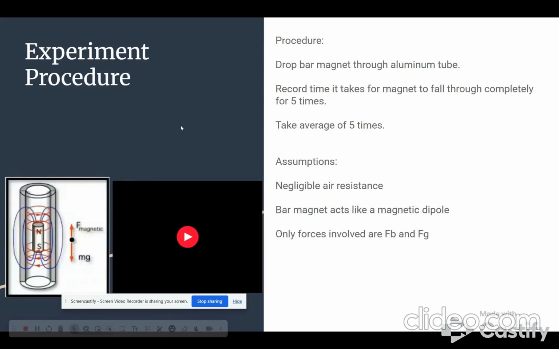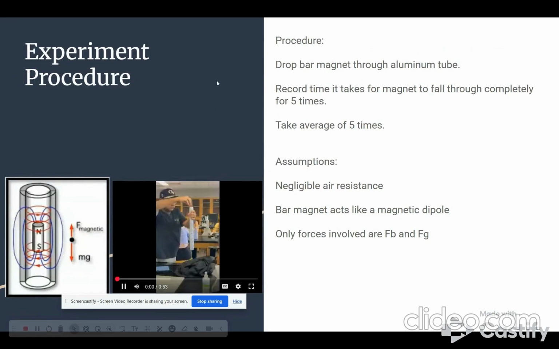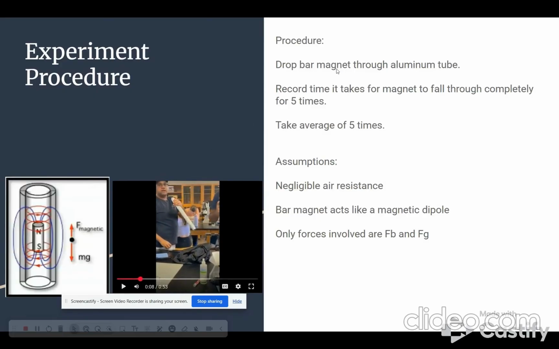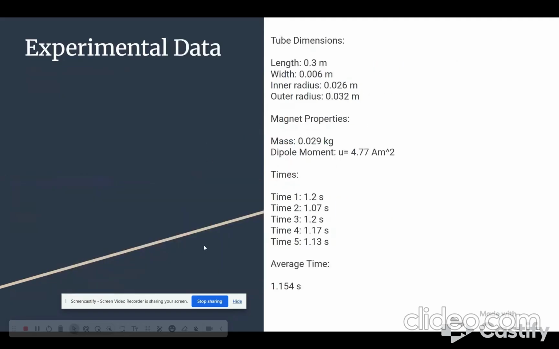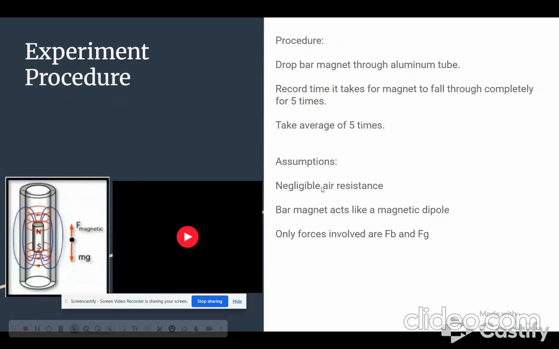So, our experimental procedure. If I can play this here, you can see that you basically get a bar magnet and drop it through the aluminum tube, and it's supposed to fall slower. You record the time it takes for the magnet to fall through completely, 5 times, which we did here, so the video is a bit long. Then you take the average of the 5 times, and we assume negligible air resistance. The bar magnet acts like a magnetic dipole, as you can see here, and the only forces involved are the magnetic force and the gravitational force, which is also shown here.